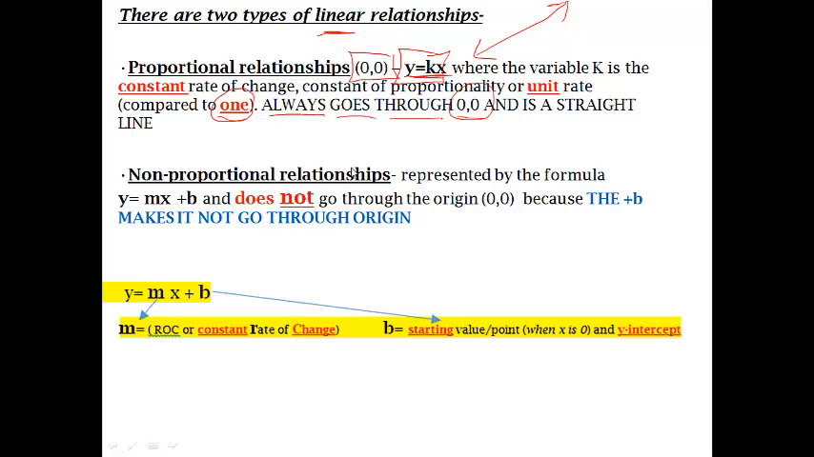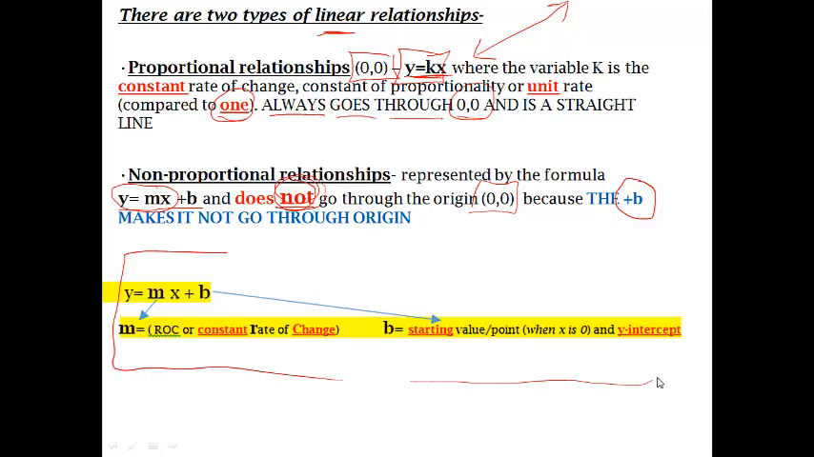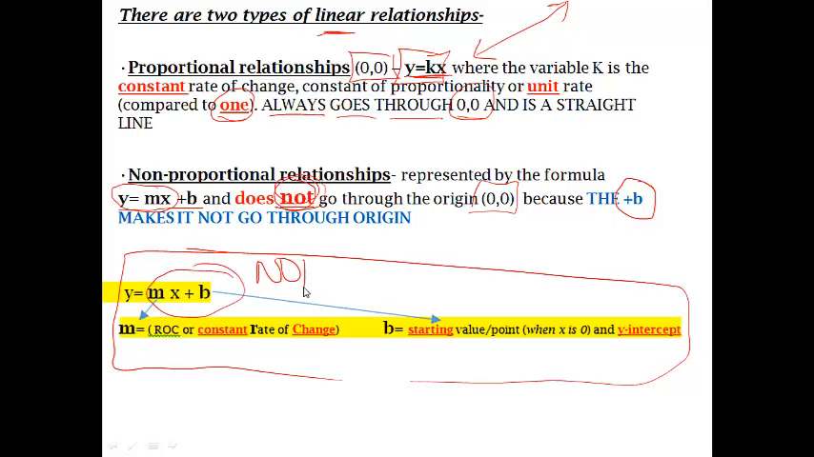Okay, now something new is our non-proportional relationships. This is represented by the formula y equals mx plus b. And in this case, it does not go through the origin 0, 0. Okay, because the plus b makes it not go through the origin. So doesn't this part kind of look familiar? Kind of looks like that, but a different variable. So the plus b makes it not go through the origin. So right here is what we have to memorize. Right here, this is our formula for non-proportional.